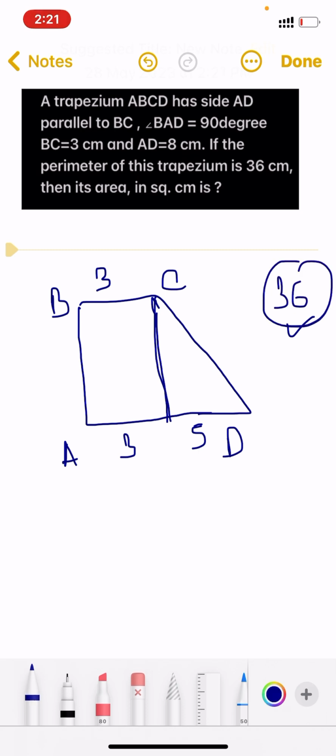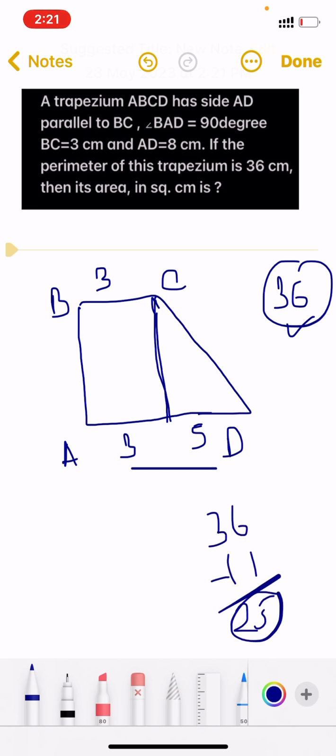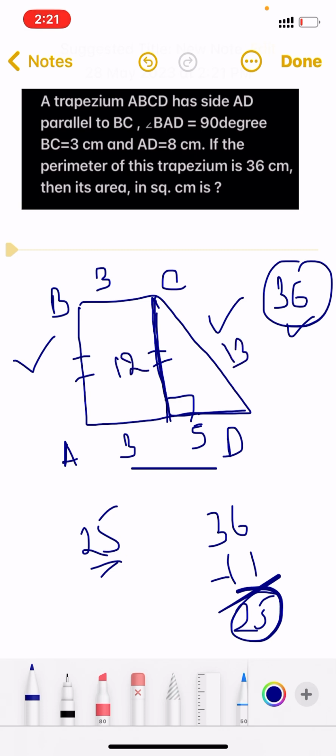So 5, 3, 8: 8 plus 3 is 11. From 36, 11 is reduced, so 25 is left. Now think of 25. Now 25 will be the sum of this and this. This is a right angle triangle, so think of any triplet, and this length will be equal to this length. Think of any triplet whose sum of these two is 25. We have one side as 5, so the triplet can be 12 and 13. Let's check if its perimeter is 36 or not. 13 plus 12 is 25, and 8 plus 3 is 11, making 36. Yeah, bingo, so this is correct.